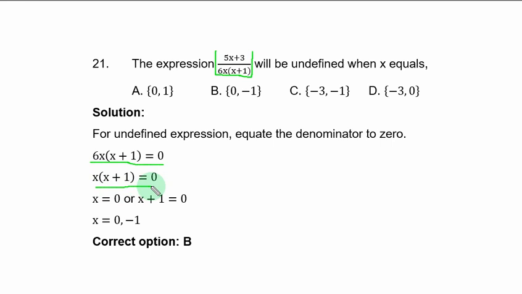If you equate each factor to 0, you have this result. If you transfer plus 1 to the right hand side, you have x equal to 0 or minus 1. B is the correct option.